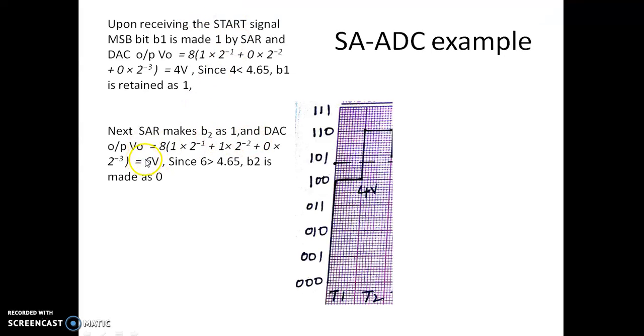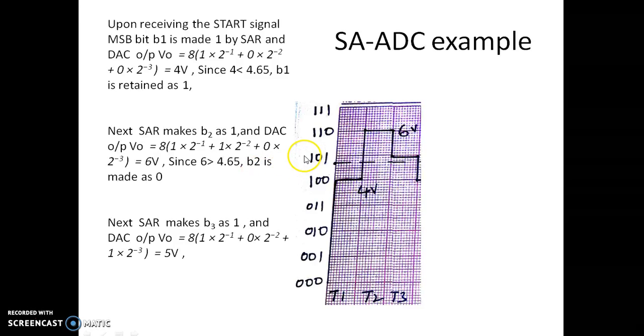The DAC output corresponding to that happens to be, as per the equation, 6 volts, but 6 volts is more than 4.65. Now since the output of the DAC is more than the input, the SAR register immediately makes B2 0. You can see B2 is now made 0. Once B2 is made 0, immediately the SAR register makes B3 1. So now you can see B3 has been made 1 here.